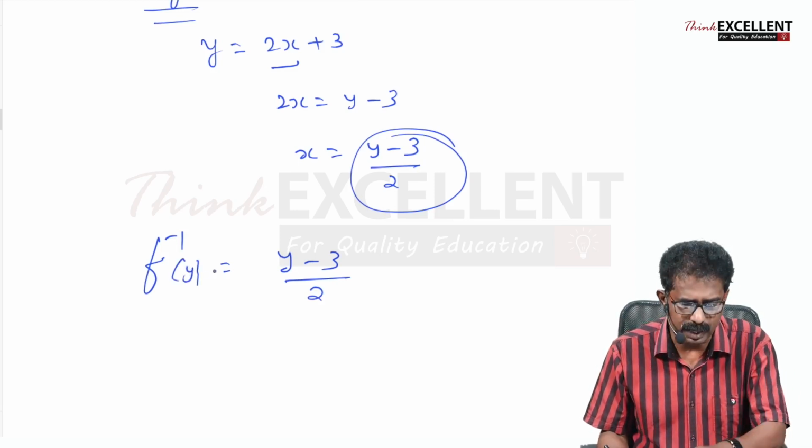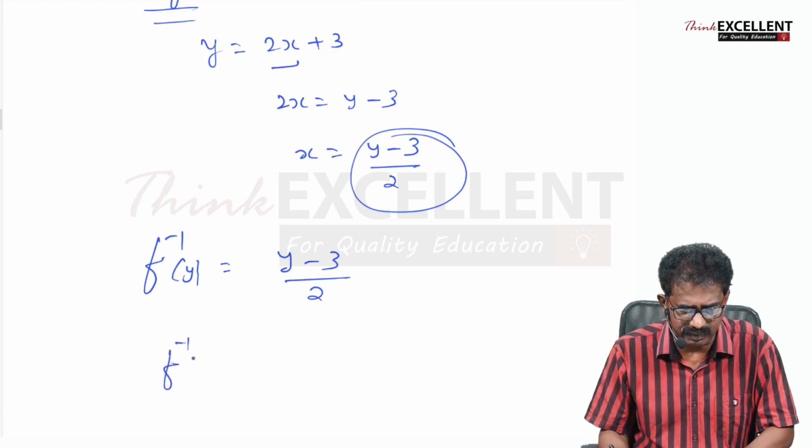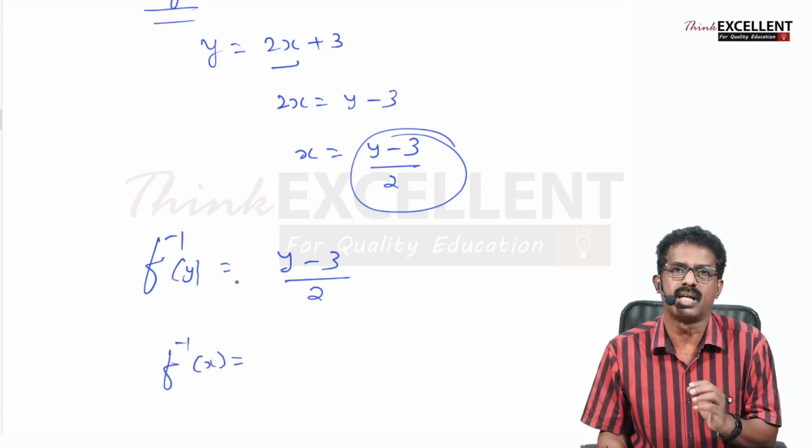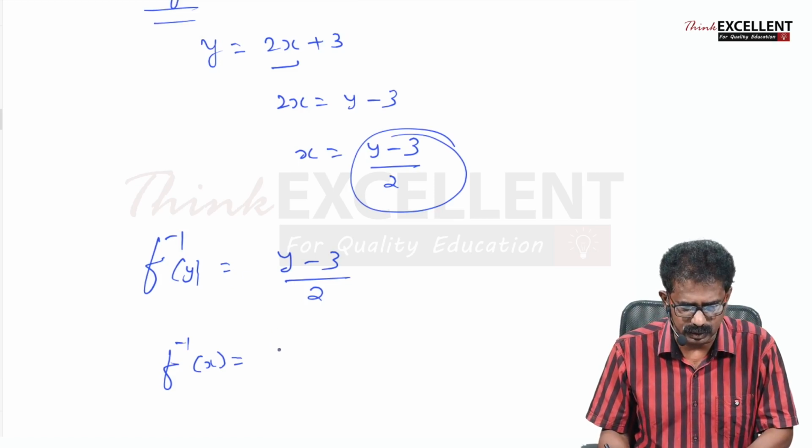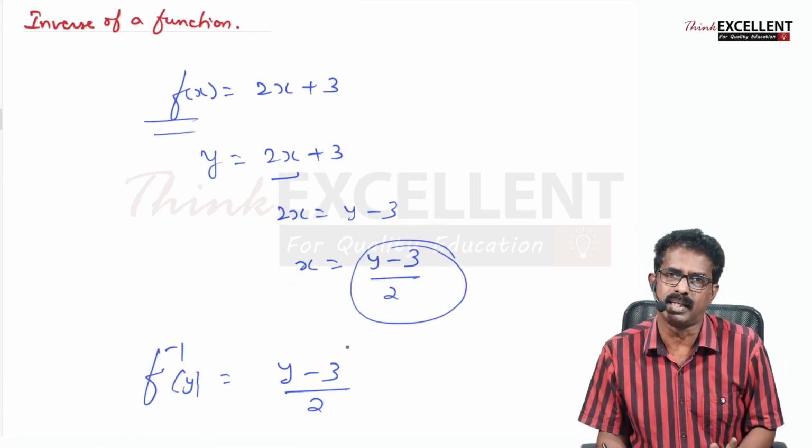But we want f inverse of x, right? f inverse of x, very simple. Instead of y, you put x. So it is (x minus 3) by 2. So this is how you find the inverse, basically.